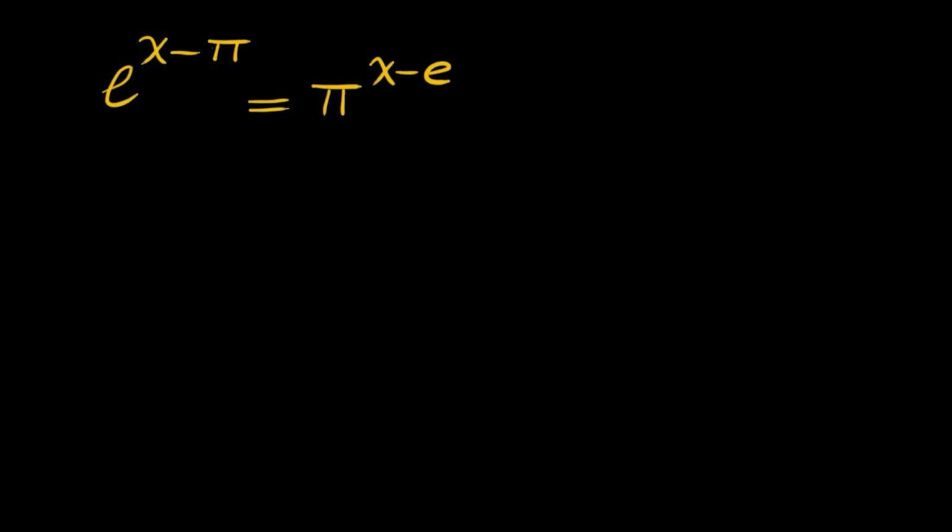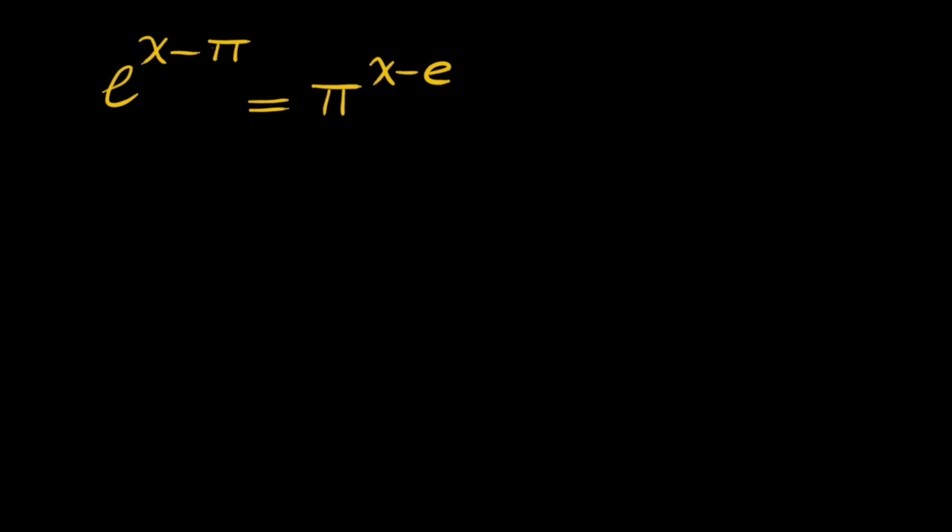We have an exponential equation with the numbers e and pi. Earlier I have solved e to the power x plus pi is equal to pi to the power x plus e. This is the minus version of this. We have e to the power of x minus pi is equal to pi to the power of x minus e.